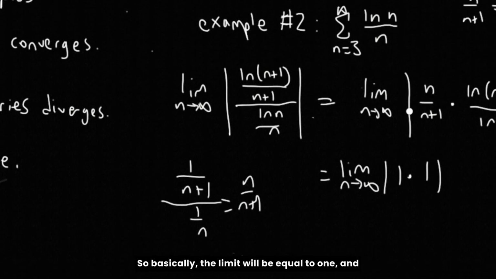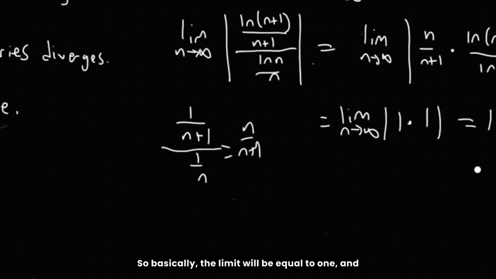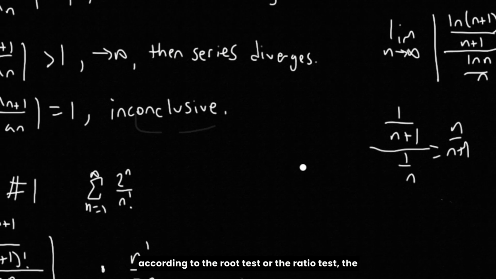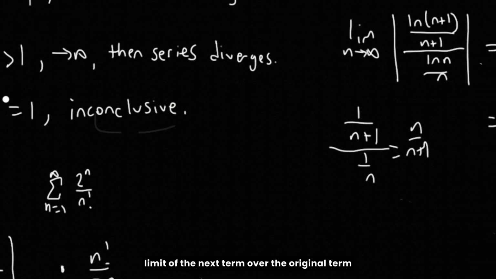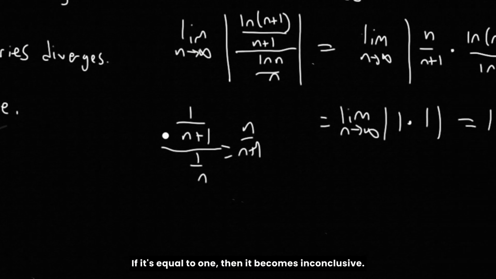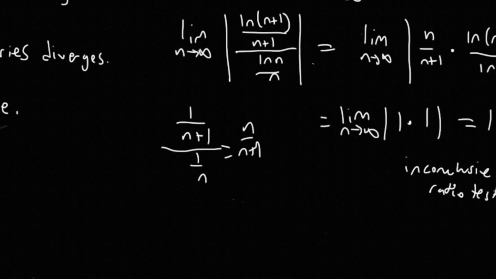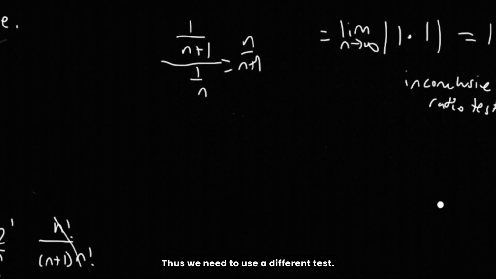So basically, the limit will be equal to 1, and according to the ratio test, if the limit of the next term over the original term is equal to 1, then it becomes inconclusive. So this is inconclusive by the ratio test. Thus, we need to use a different test.